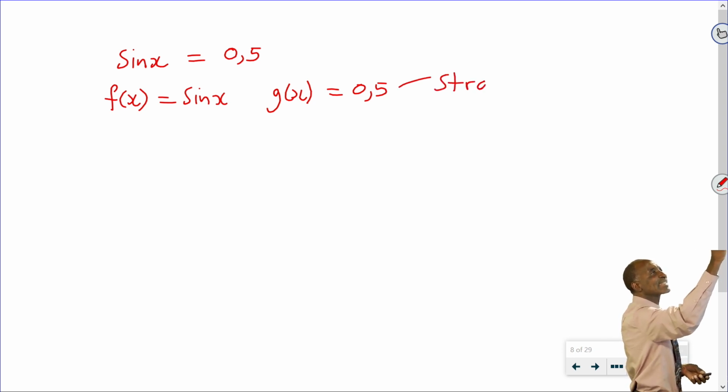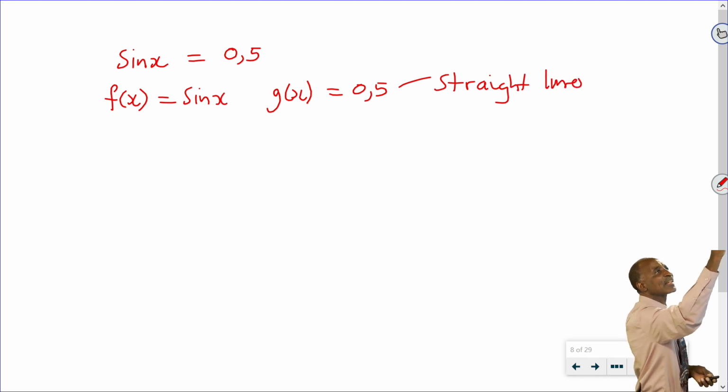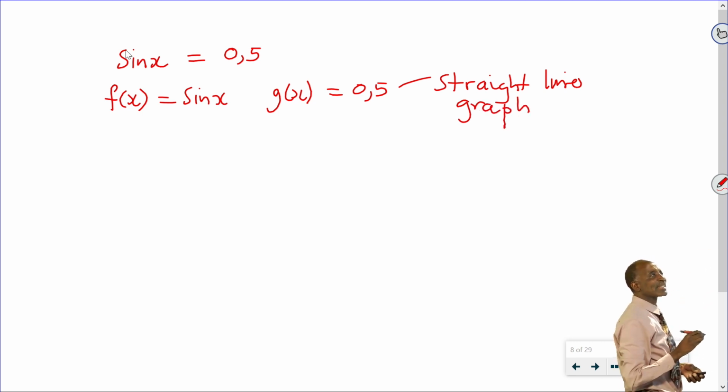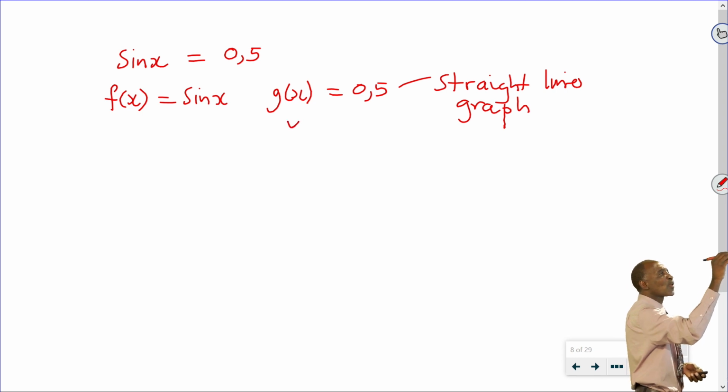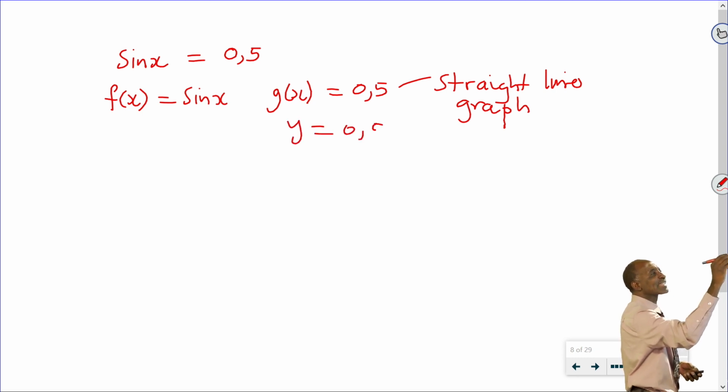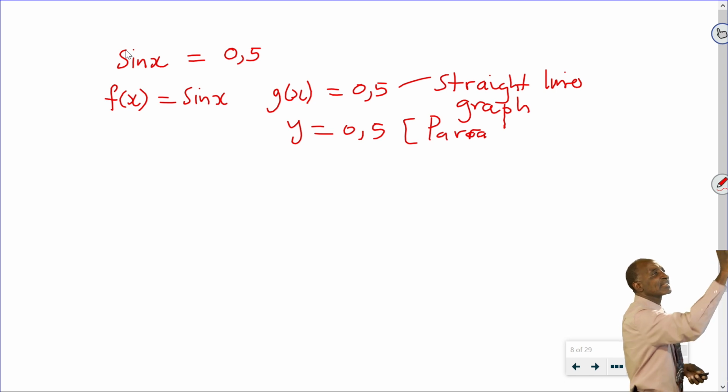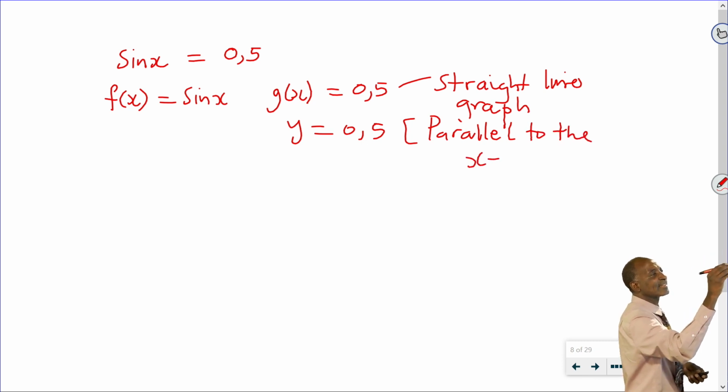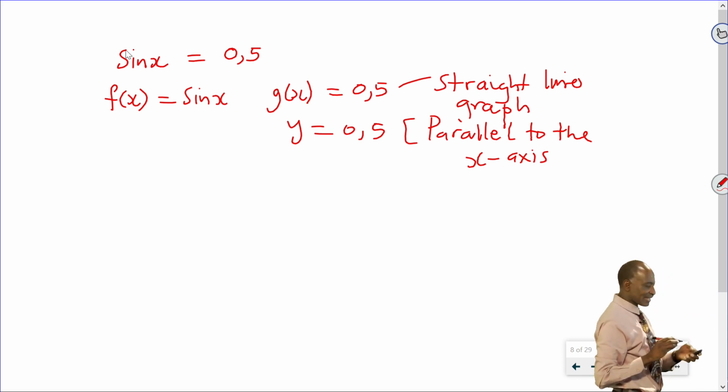This is a straight line graph. It's not in the form y equals mx plus c. It's y equals 0,5, which means it's a line that is parallel to the x-axis. So we are going to sketch both graphs on the same Cartesian plane.